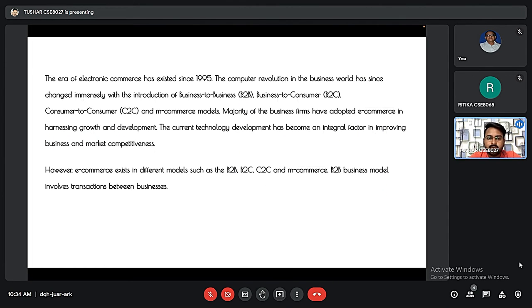Introduction. The era of electronic commerce has existed since 1995. The computer revolution in the business world has since changed immensely with the introduction of business to business, also known as B2B, business to consumer, B2C, consumer to consumer, C2C, and M-commerce models. The majority of businesses and firms have adopted e-commerce in harnessing growth and development. The current technology development has become an integral factor in improving business and marketing competitiveness.